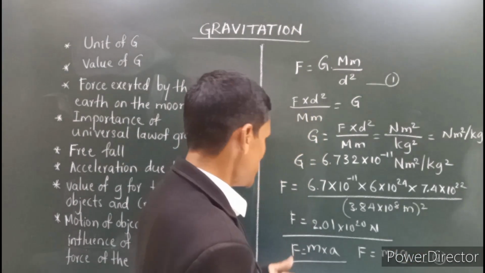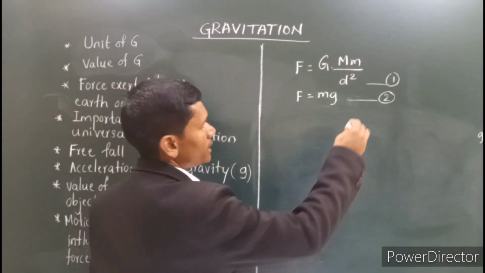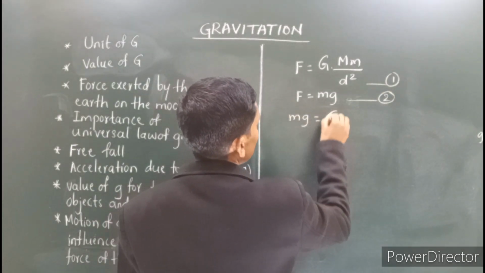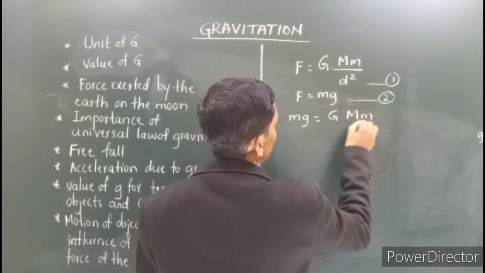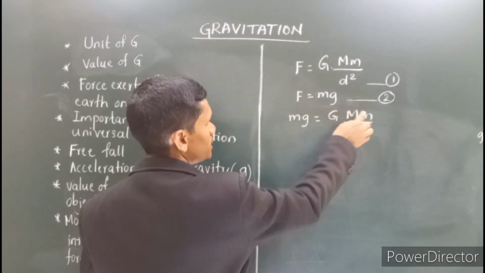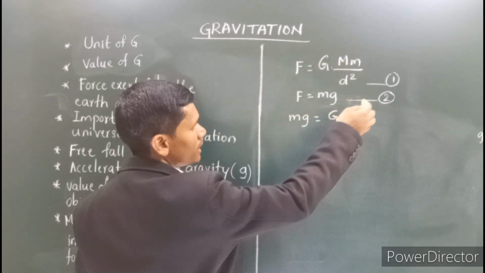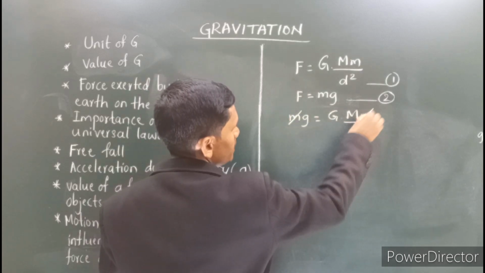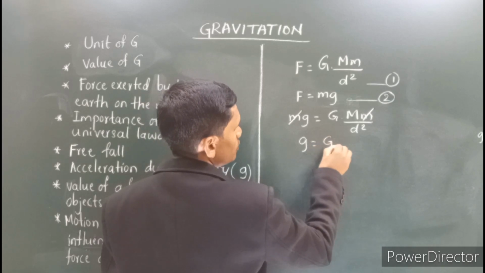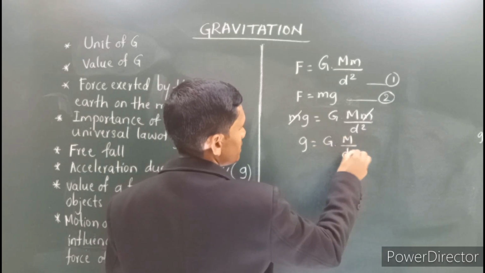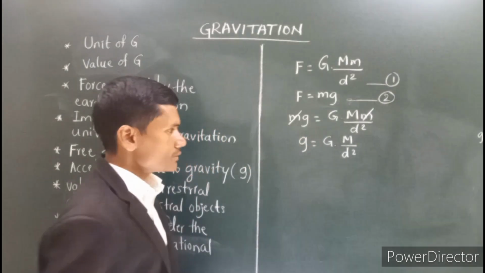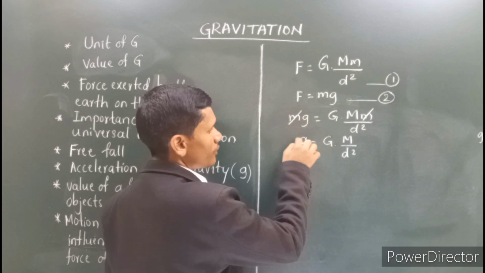So what we can say is, now let us compare equations 1 and 2, that is mg is equal to G into M divided by d square. Here m is nothing but the mass of the object and capital M is the mass of the earth. This mass and this mass get cancelled. g is equal to G into M divided by d square. This remains. Now this is acceleration due to gravity, as we already studied. We need to calculate what is the value of this g.